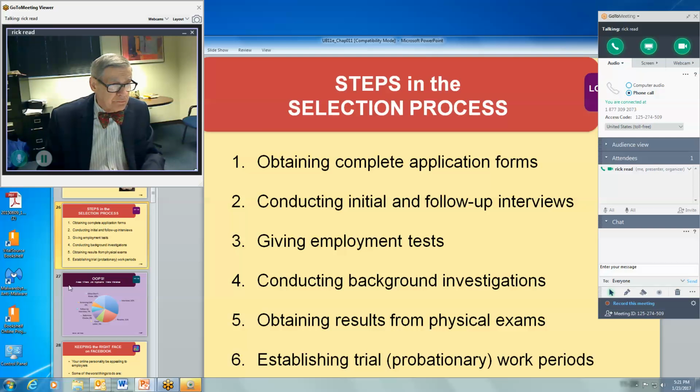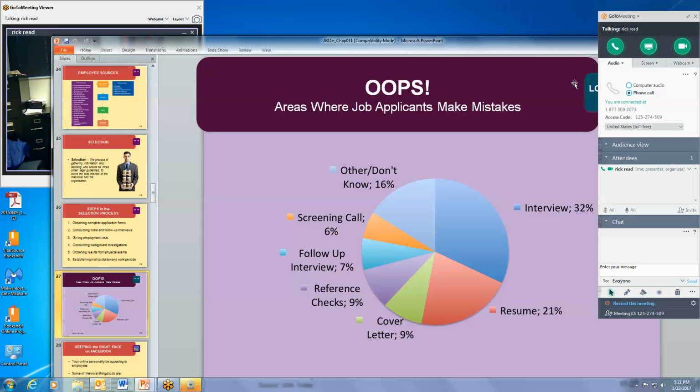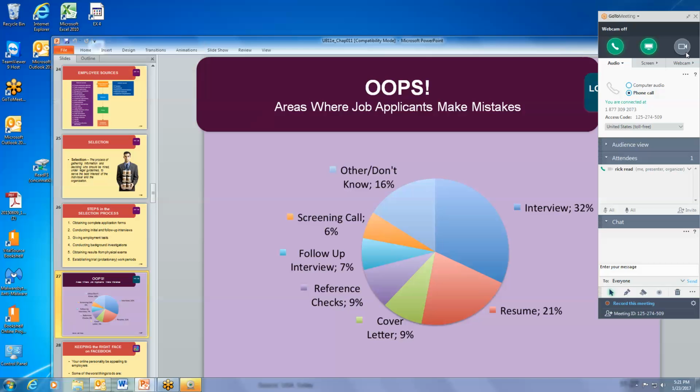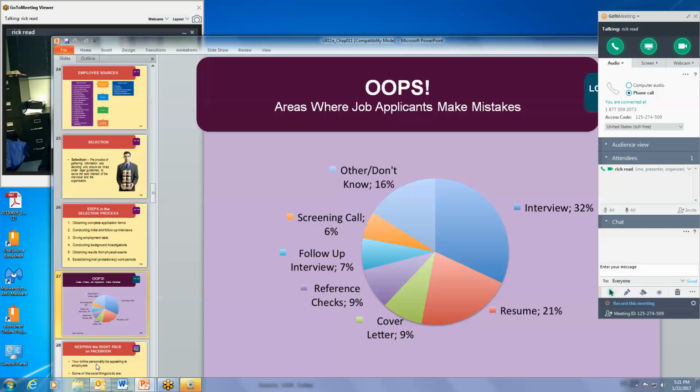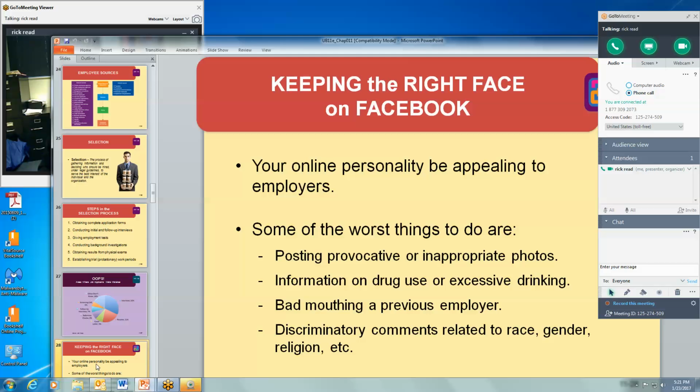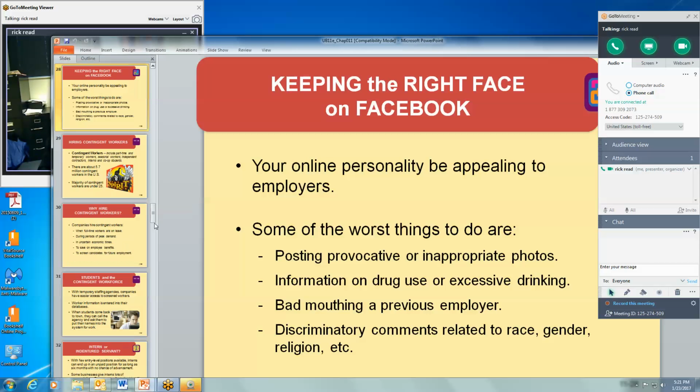This is a gee whiz slide. It just says mistakes that people have made on their applications and resumes, cover letters, etc. They didn't check their references, whatever that happens to be. We talked about Facebook. Just find out about it and act accordingly.